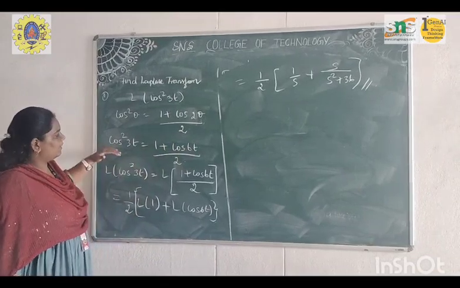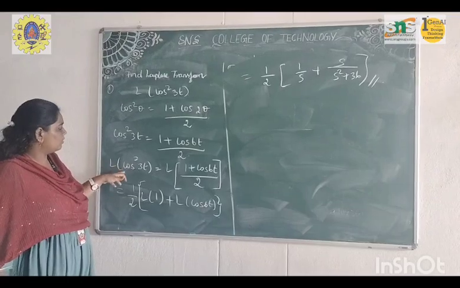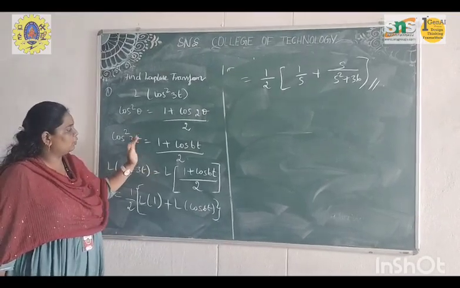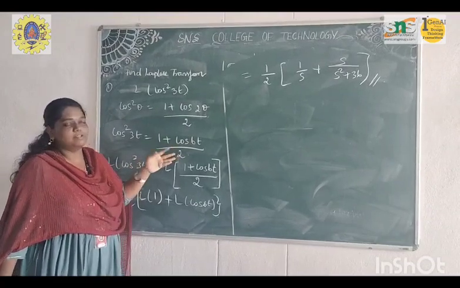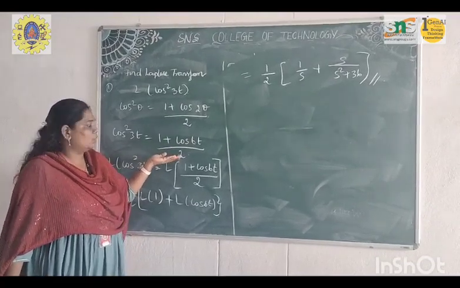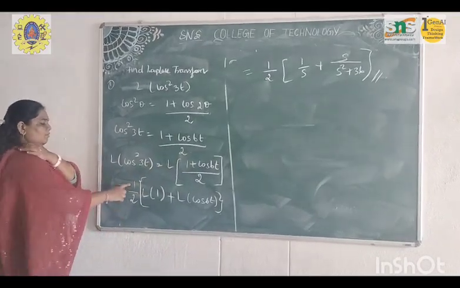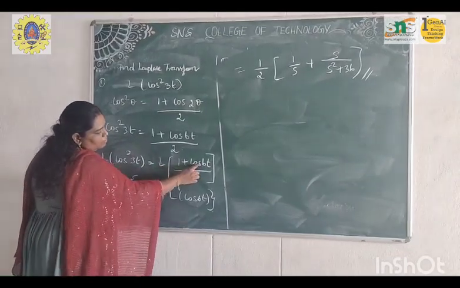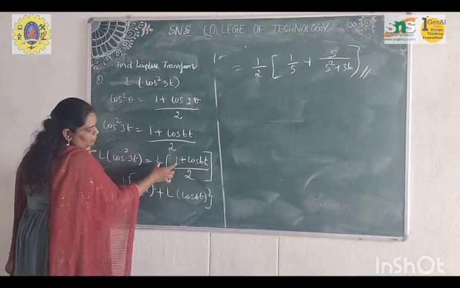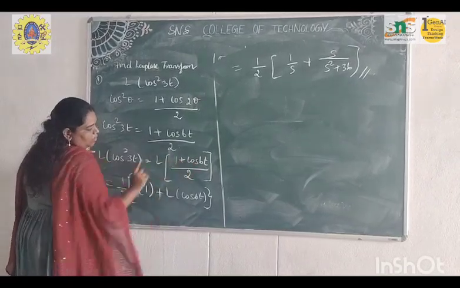Now we are going to apply the Laplace transformation on both sides. So L of cos squared 3t is equal to L of the whole term. We are having 1 by 2 as a common denominator here. So we are taking 1 by 2 as a constant value. So for the common value 1 by 2, we are having L of 1 plus cos 6t. So now we are going to split up the term: L of 1 plus L of cos 6t.